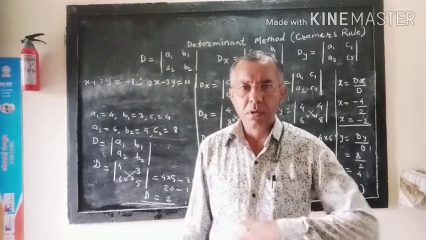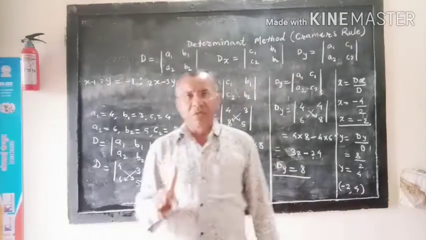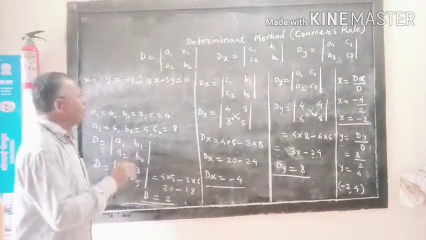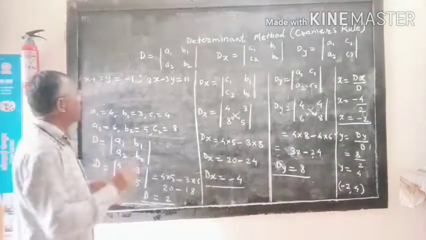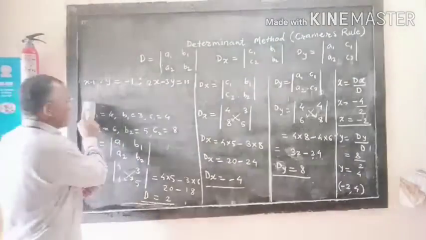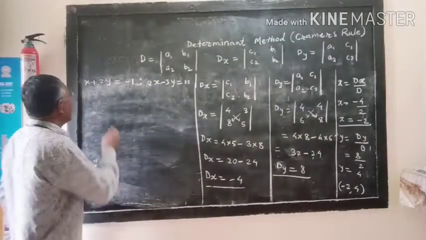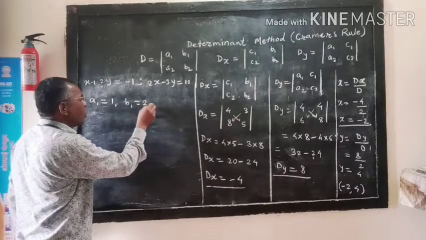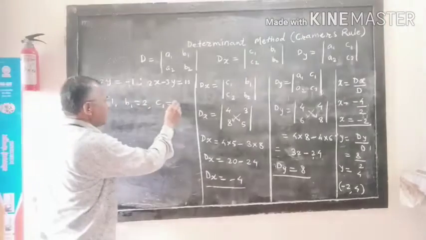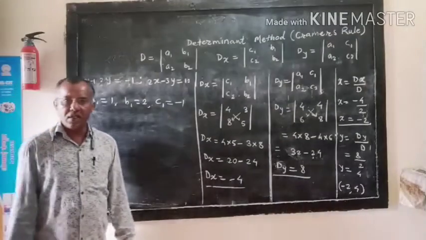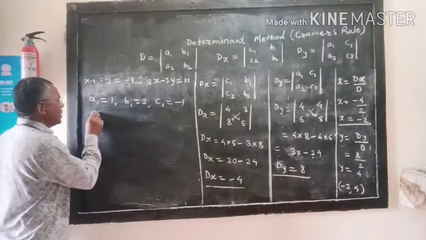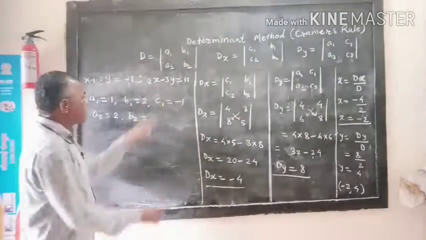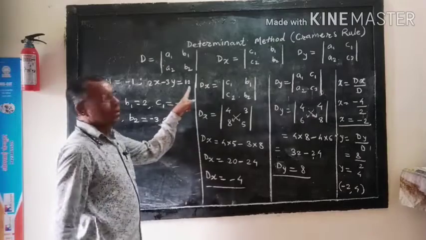And at first you have to compare this equation with the general form. We have discussed it in two examples. What is the general form? a1x plus b1y is equal to c1 and a2x plus b2y is equal to c2. Correct. Now we will write the values of a1, b1, c1. Now here a1 is equal to 1, comma b1 is equal to 2, comma c1 is equal to minus 1. Now we will compare the general form with the second equation and we will write the values here. a2 is equal to 2, comma b2 is equal to minus 3 and c2 is equal to 12 in this.